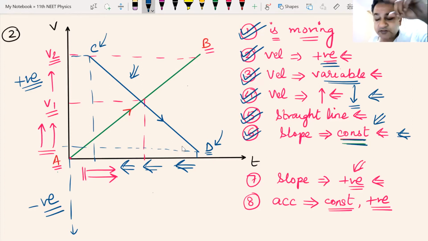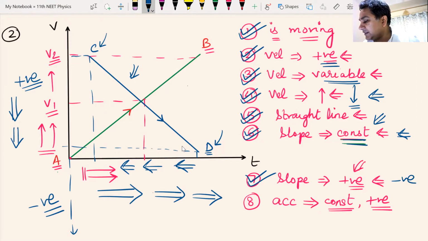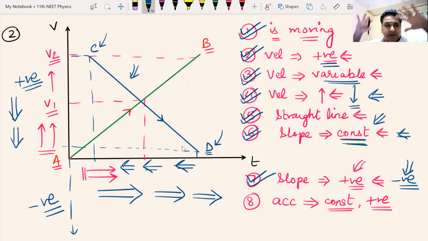What about the slope of this graph? As time increases, what is happening to the velocity? Velocity is decreasing. So what about the slope of this graph? Is it positive or is it negative? Yes, beta, it is negative, because when time increases, velocity decreases, so the slope is negative. Am I clear with this?